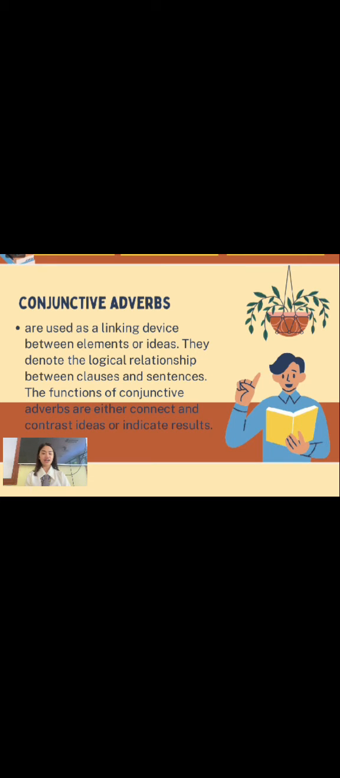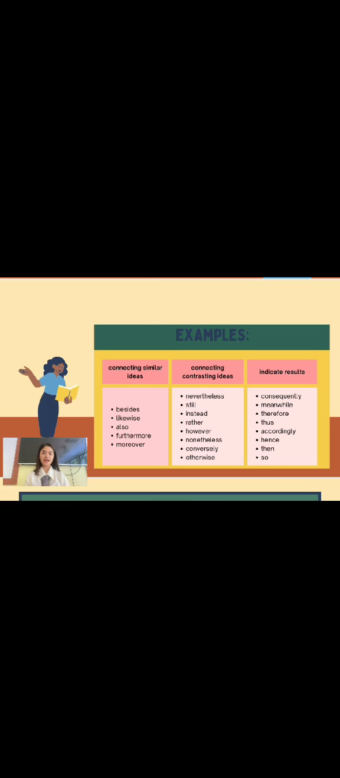So the conjunctive adverbs are used as linking devices between elements or ideas. They denote the logical relationship between clauses and sentences. The functions of conjunctive adverbs are to connect and contrast ideas or indicate results. So here are the examples.